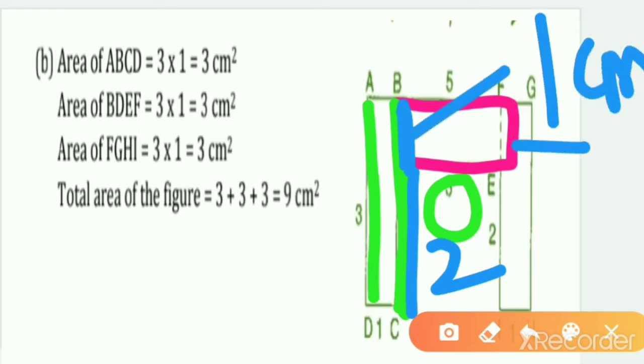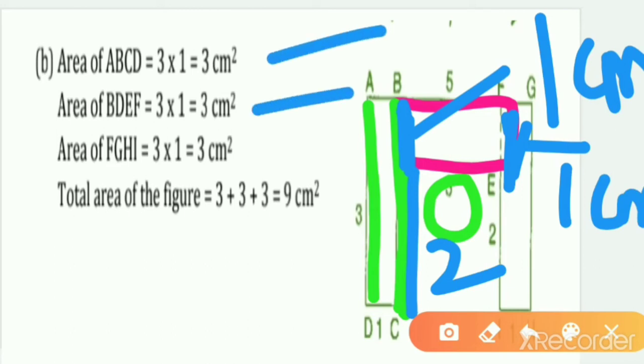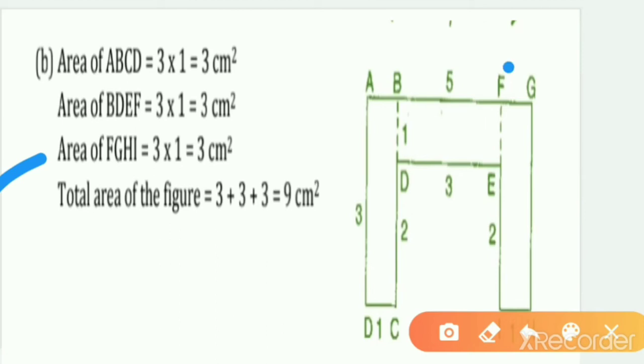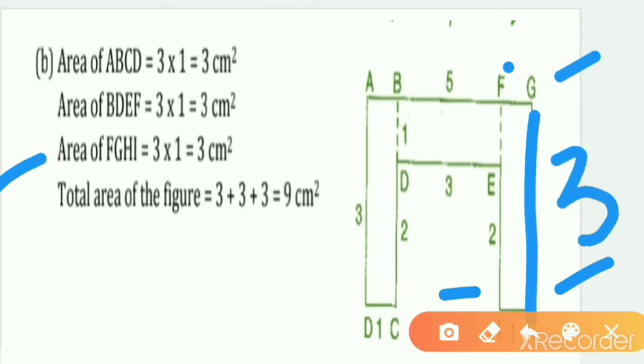If this is 1, then this will also be 1, because it is a rectangle. So the length will be 3 and the breadth will be 1. So this is also 3 centimeter square, this is also 3 centimeter square. Okay, now moving to the FGHI. Here we have this length, we know this is 3, and what is the breadth here? The breadth here is 1. So it will also be 3 into 1, 3 centimeter square.